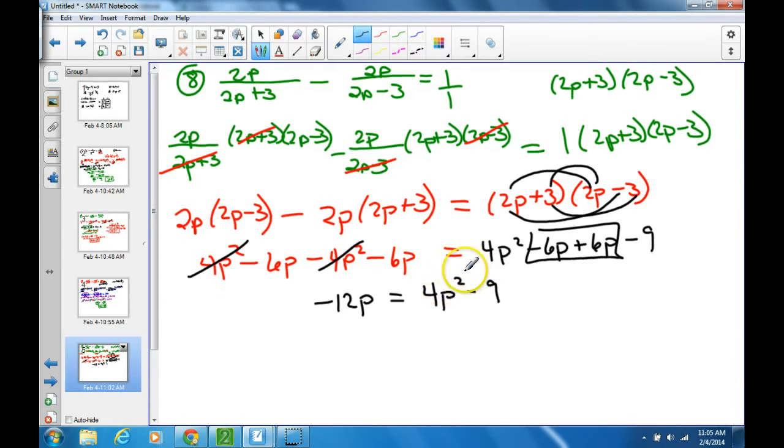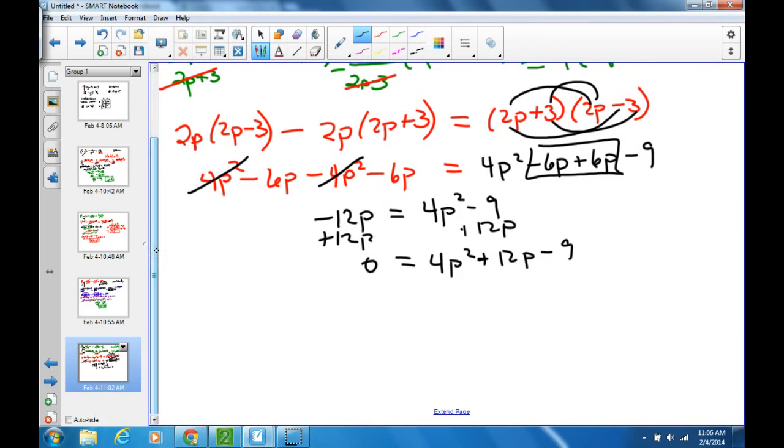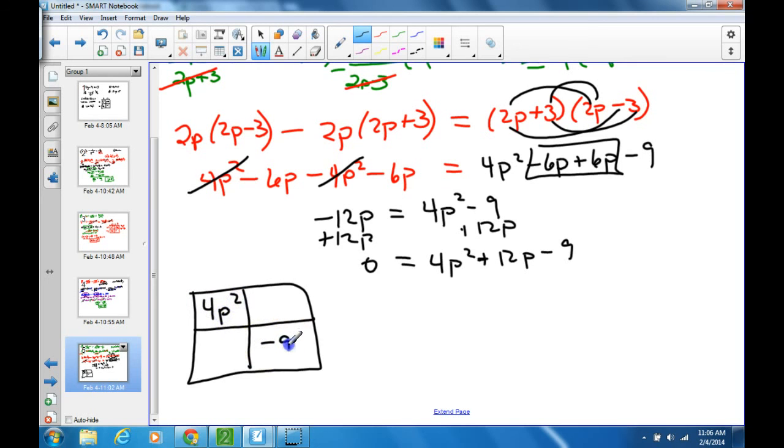Okay, so it's a quadratic. We got something to the second. I need to get everything to the same side. So plus 12p to both sides. So I have 0 equals 4p squared plus 12p minus 9. So everybody, what do we do when we have a quadratic to solve? Box. Four p squared and negative 9. So what are those two multiplied to each other? Negative 36p squared. So what goes in a negative 36p that equals 4.